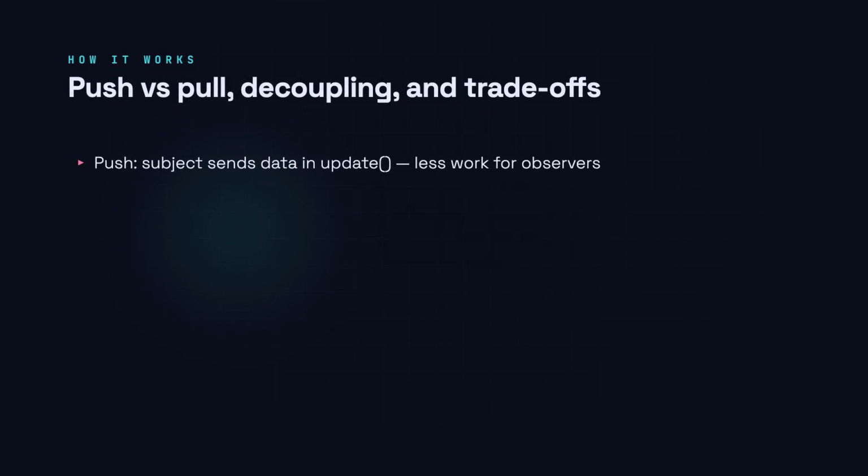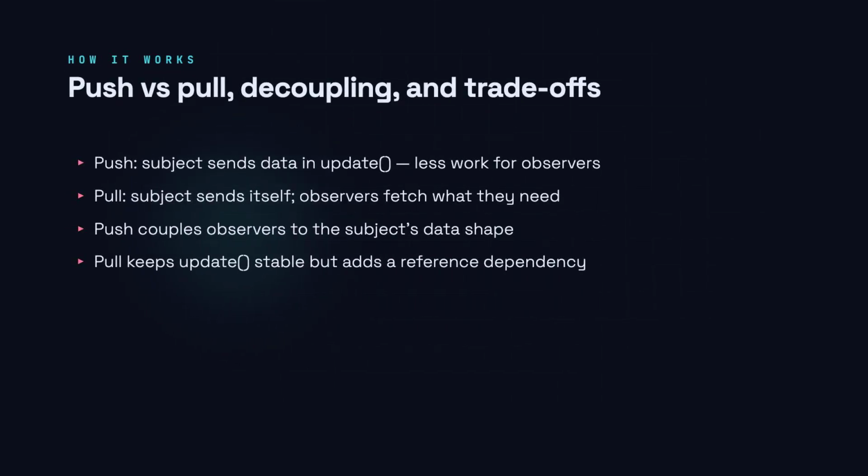There are two collaboration styles worth knowing. In the push model, what we just coded, the subject passes the changed value directly into update. Observers get the data immediately with no extra calls, but if the data shape changes, every observer signature must change too. In the pull model, update receives a reference to the subject itself, and each observer queries only the fields it actually needs. Pull keeps the interface more stable, but means observers import the subject type. Either way, the key architectural win is the same. The subject and its observers are only coupled through that one interface, so they can evolve independently.